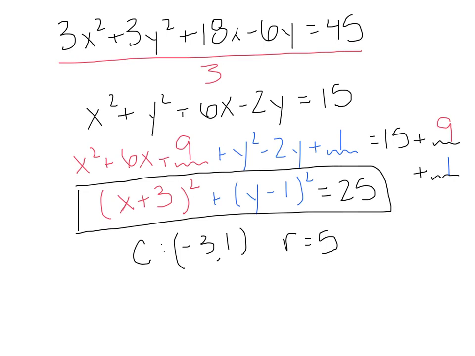If you wanted to graph this one, you would graph the center, and then you would go out 5 in each of the directions, and you would be able to graph your circle. So completing the square for circles is not much different than completing the square for parabolas, except you have to complete the square twice. This is something that will come up when we look at ellipses and hyperbolas as well.